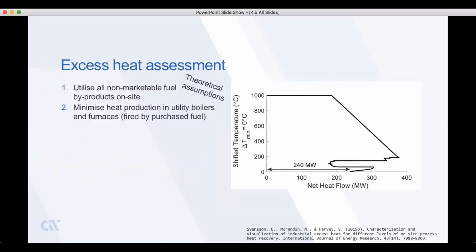On-site combustion of any non-marketable fuel byproducts or waste is considered unavoidable, but after this, the first priority is to maximize internal heat recovery in order to minimize the demand of external heating and cooling, which corresponds to minimizing the demand for external fuels. The available excess heat after ideal internal heat recovery corresponds to the minimum cooling demand of the process and can be visualized by the process grand composite curve.